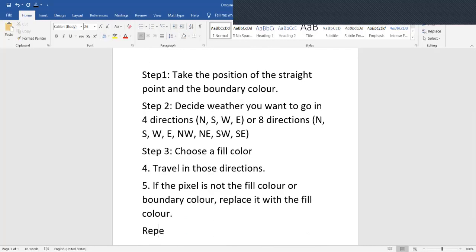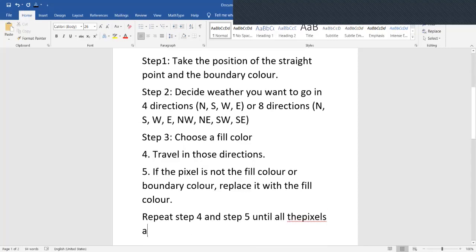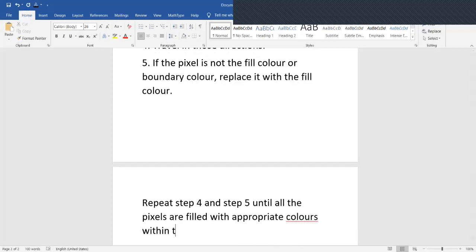Now there is a loop. Repeat step 4 and step 5 until all the pixels are filled with appropriate colors within the boundaries. So this is the algorithm. Here the loop will work for step 4 and for step 5.